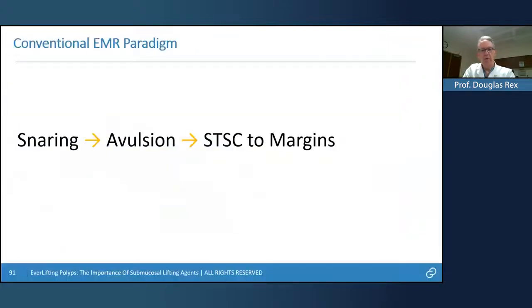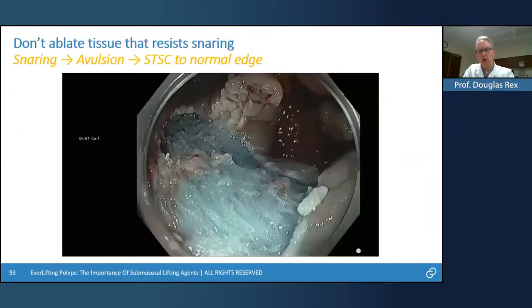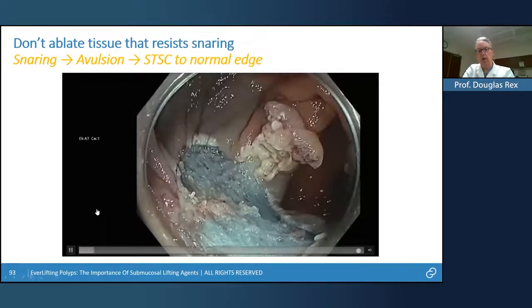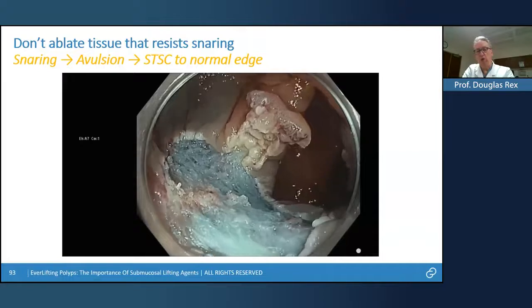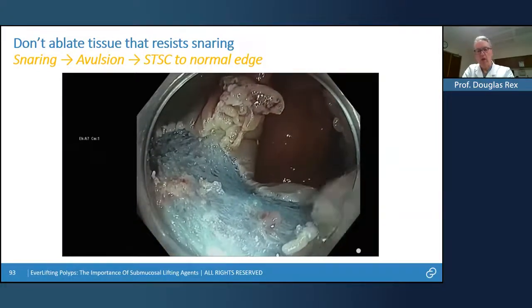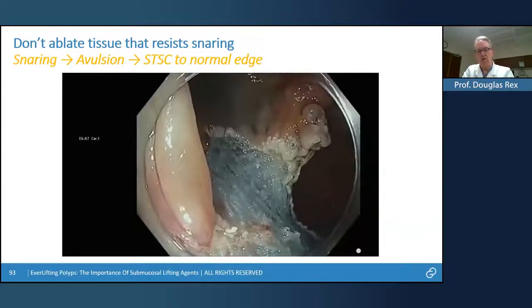Now, if you'll permit me, I'm going to skip over a little bit. I was going to talk a little bit about the modern paradigm of resection, which is to snare everything. And then if we get to the point where we're resisting snaring, to do what we call avulsion, which is to remove the flat tissue that resisted snaring using forceps, either cold forceps or hot forceps.